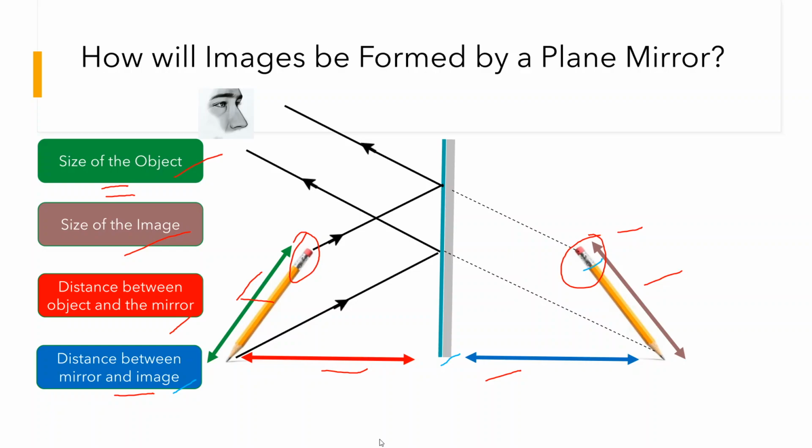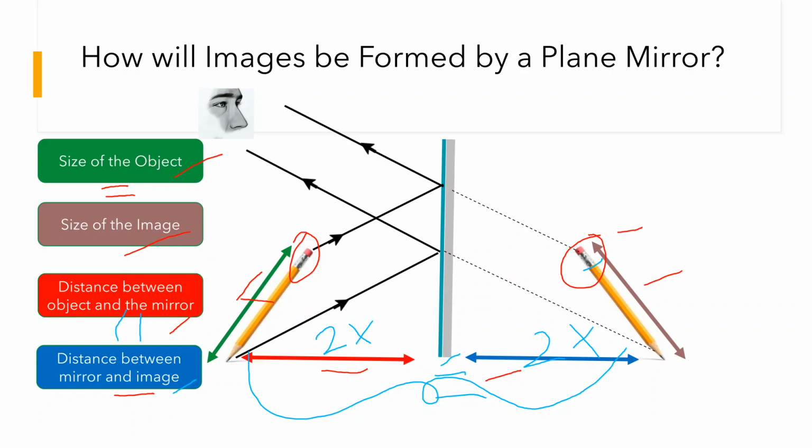And the property I want to discuss here is that the object distance is equal to the image distance. It means the red arrow is equal to the blue arrow. The distance between object and mirror is equal to the distance between mirror and image. So the whole distance between the object and the image is equal to twice the object distance, or twice the image distance. These are some of the properties.